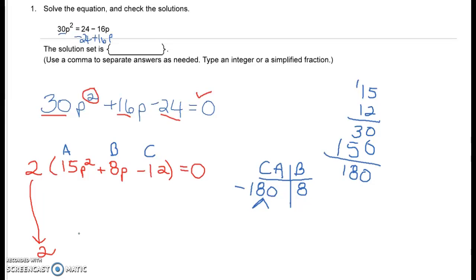Okay, my recording got messed up, so I'm going to go back over what I'd already done. So the first thing it said was solve the equation. And so we've got 30p squared equals 24 minus 16p.